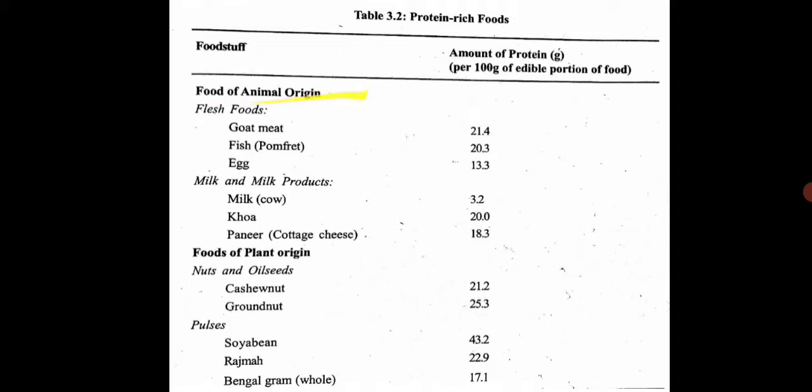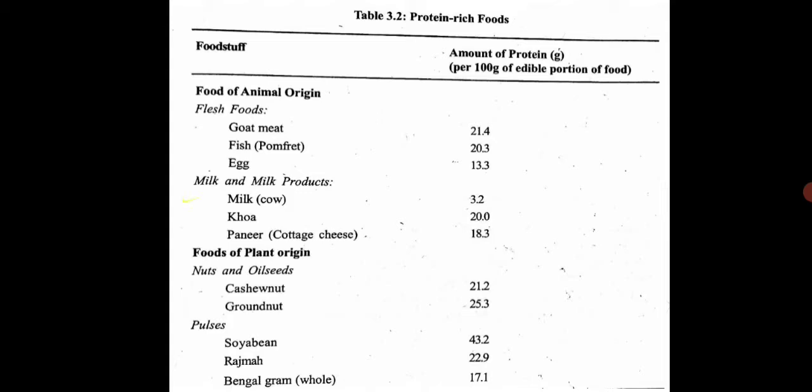So if we are talking about animal origin food, then the flesh foods mean goat, fish and egg. So goat meat contains 21.4 protein per 100 gram. Then fish contains 20.3, egg contains 13.3. So at least eat an egg, so you get protein. If you are a vegetarian, then also you should try to eat egg.